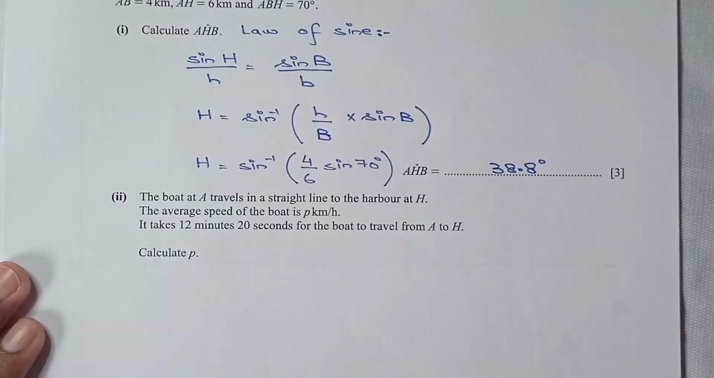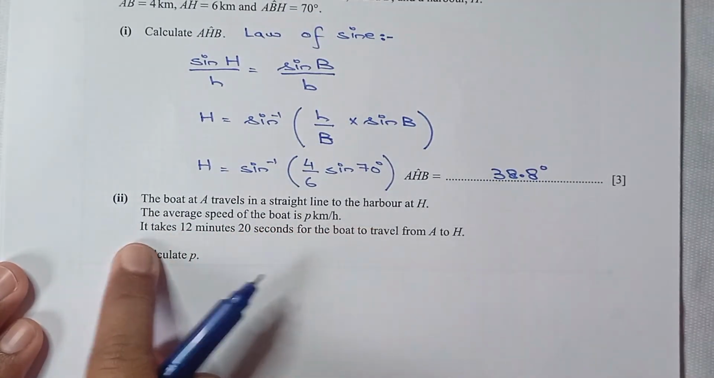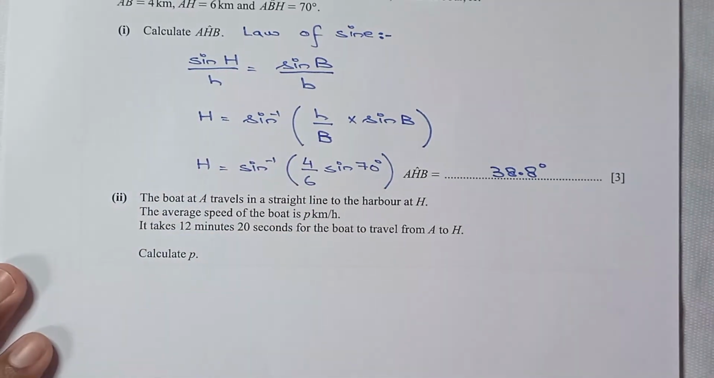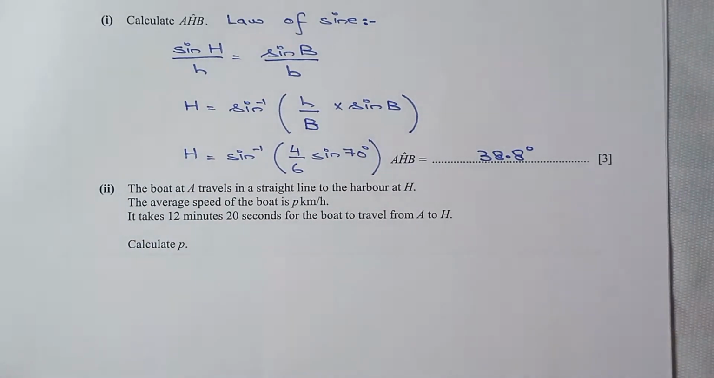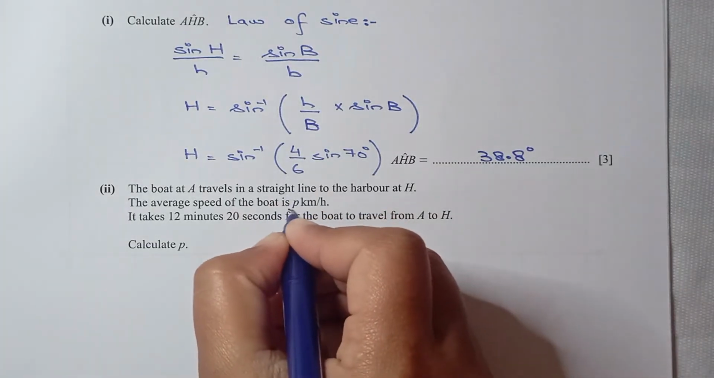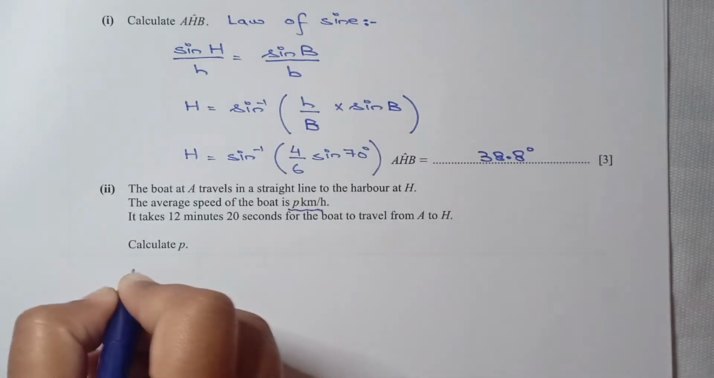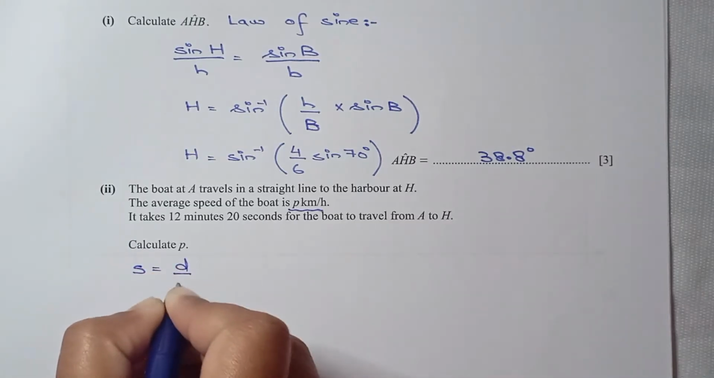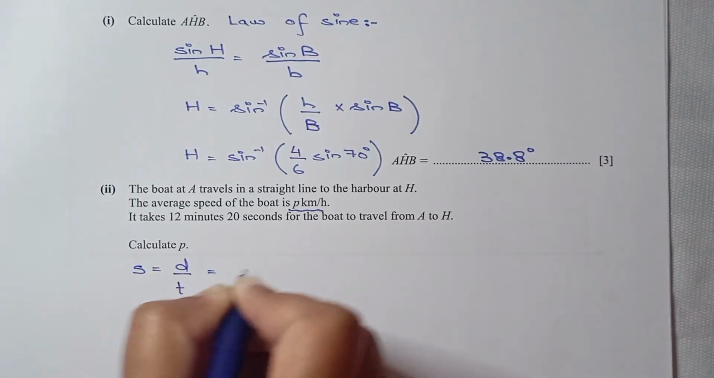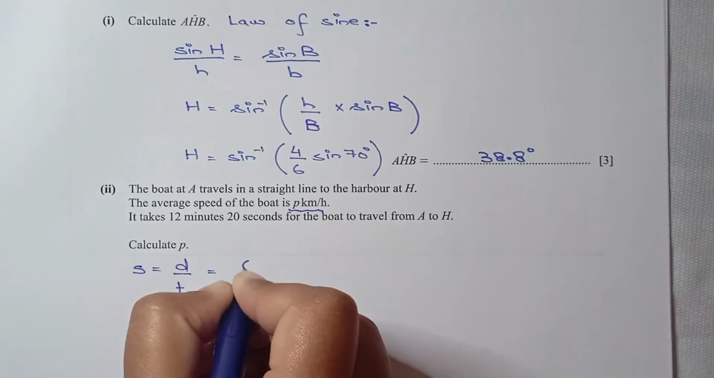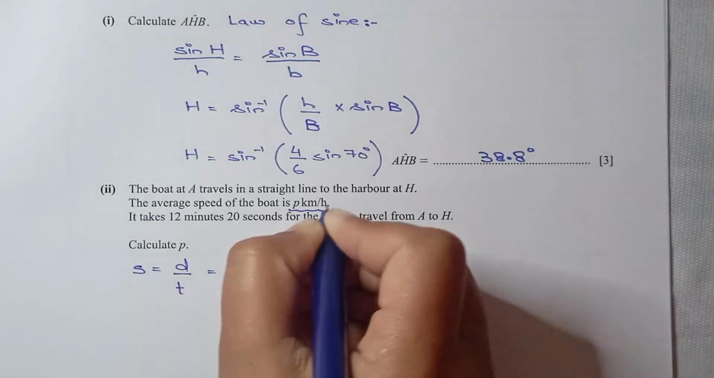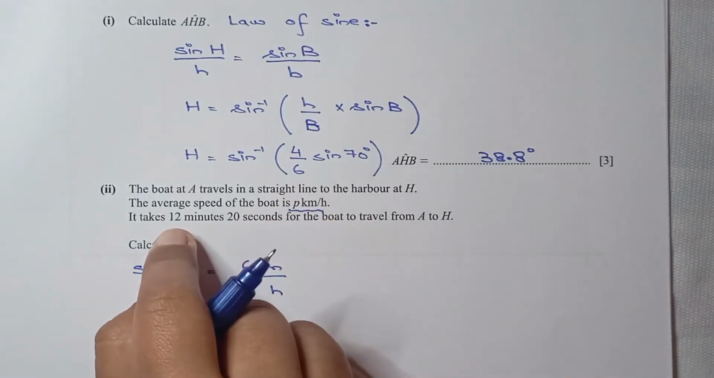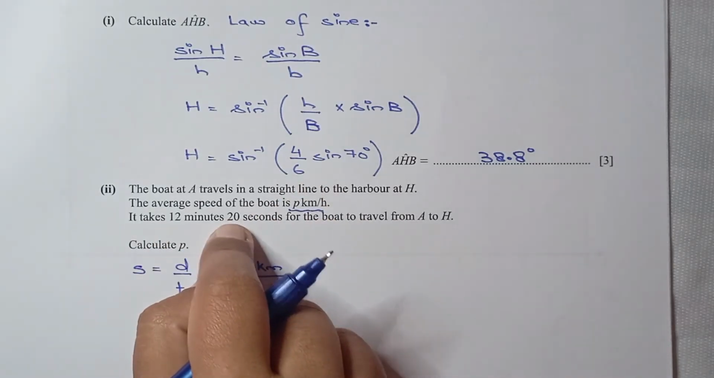Okay, so we have been given the time, and we need to find the value for p. The distance between A and H is given, that is 6 kilometer, right? So we need to find the speed in terms of kilometer per hour. As we know, the formula is speed equals distance over time. We know the distance from A to H is 6 kilometer, but we need to find the time in terms of hours. We have been given the time 12 minutes and 20 seconds.